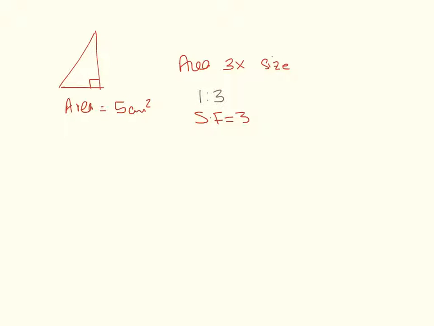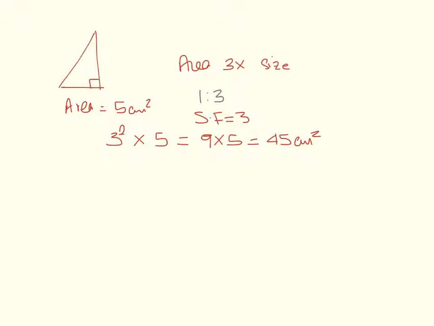Now if you follow the rule I just gave you, if I want to know the area of the bigger triangle, I square my scale factor, so 3 square, and I multiply that by the area of the smaller triangle, which is now going to give me 9 times 5, and that's going to give me 45 centimeters square. And it's as simple as that. That is pretty much done. So memo to self, remember, square the scale factor multiplied by the old area.